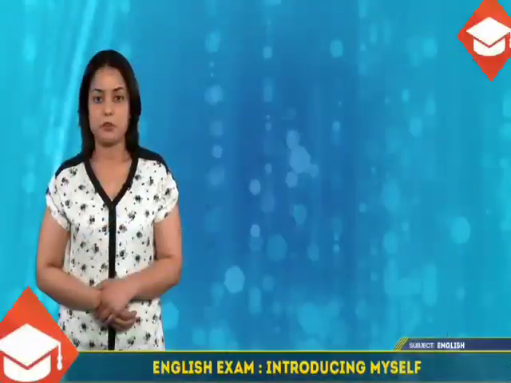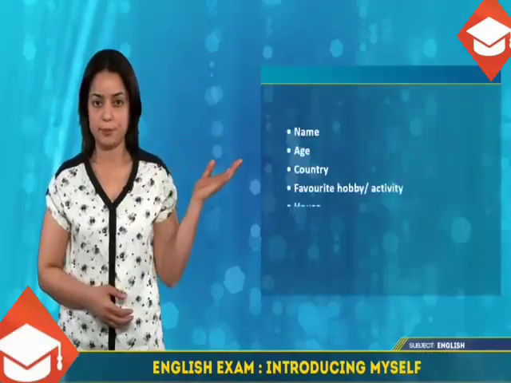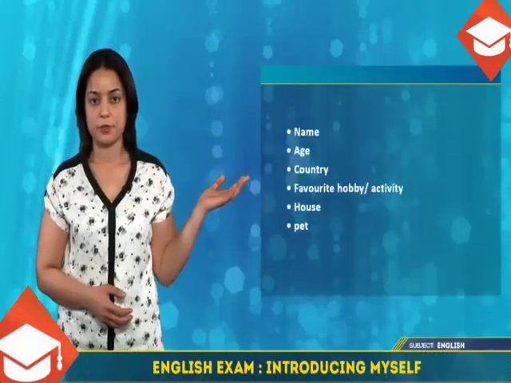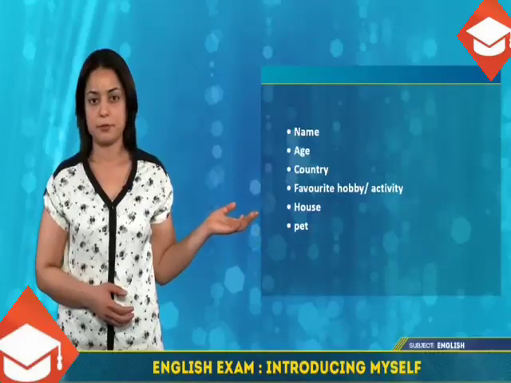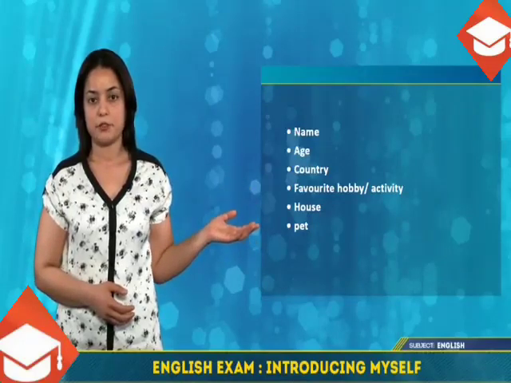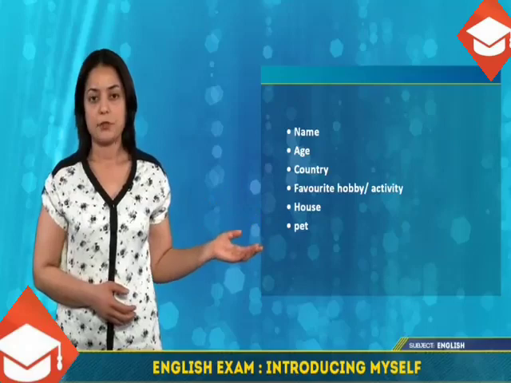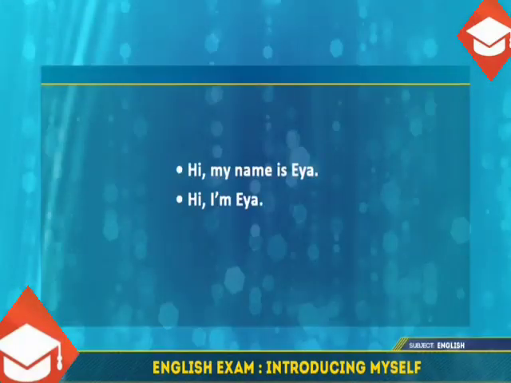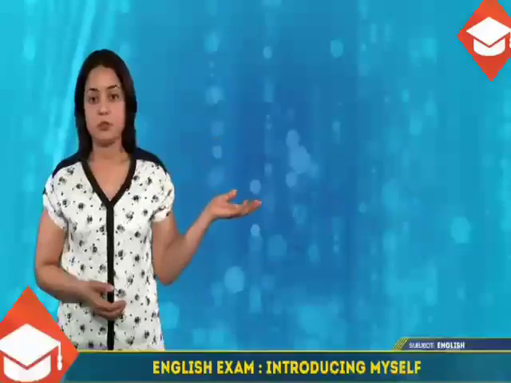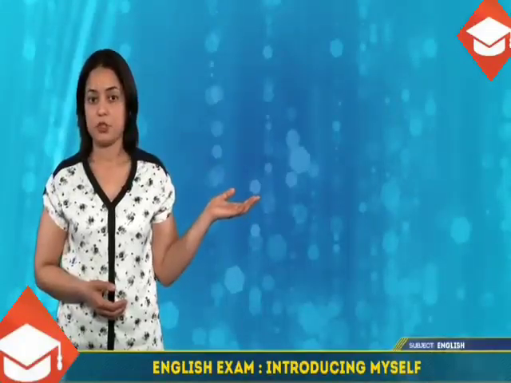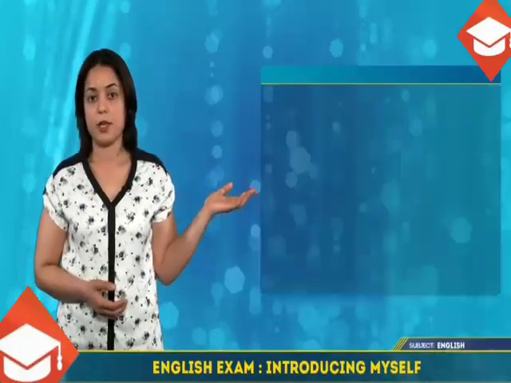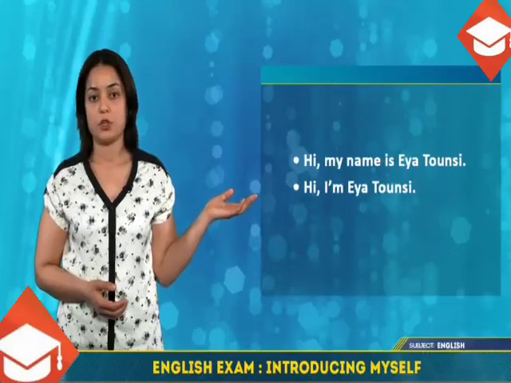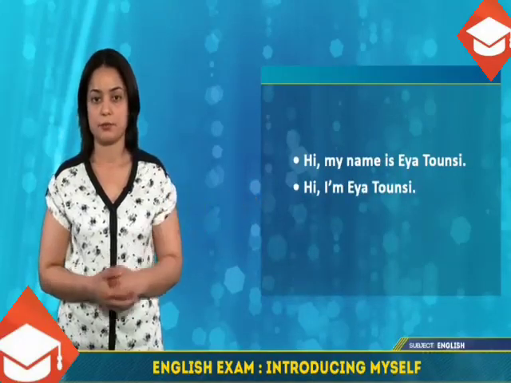So, your name is Aya, and you have to write an email to your new friend Lily. In this email, you have to write about your name, age, country, favorite hobby or activity, house, and pet. To say your name, you can either say, Hi, my name is Aya, or Hi, I'm Aya. You can mention your family name if you want. So you can say, for example, Hi, my name is Aya Tunsi, or Hi, I'm Aya Tunsi.